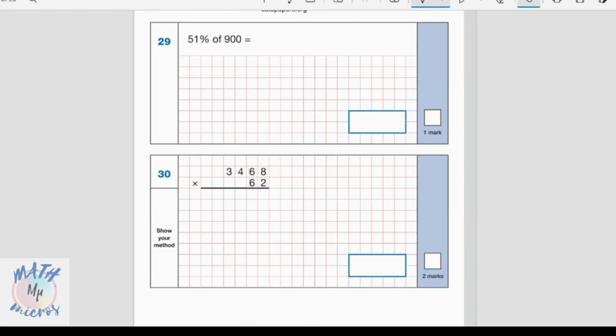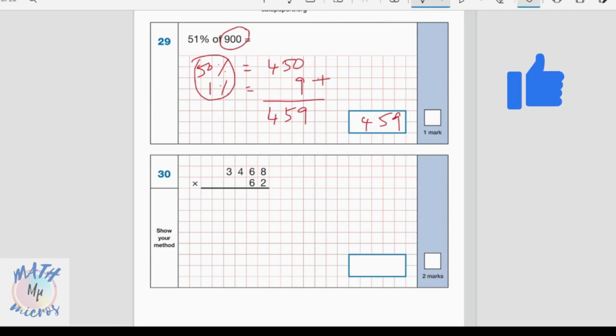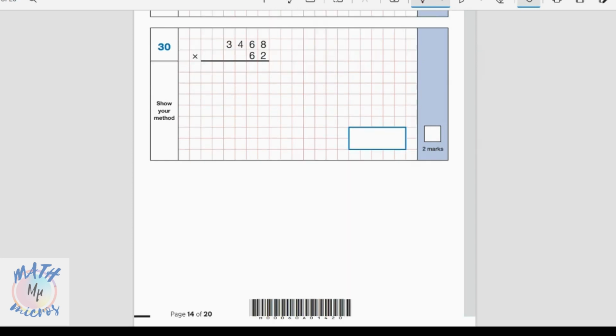51% of 900. So half is 50%, right? So half of 900 is 450. That's well known. Now we need to find the 1%. So we know 1% of 100 is 1. So 1% of 900 is 9. All right. So you just need to add these both together to get the total 51%. So it becomes 450 plus 9, which is nothing but 459, and that's your answer. So simple, you need not use the fraction part or the normal method. Moving on to question number 30.